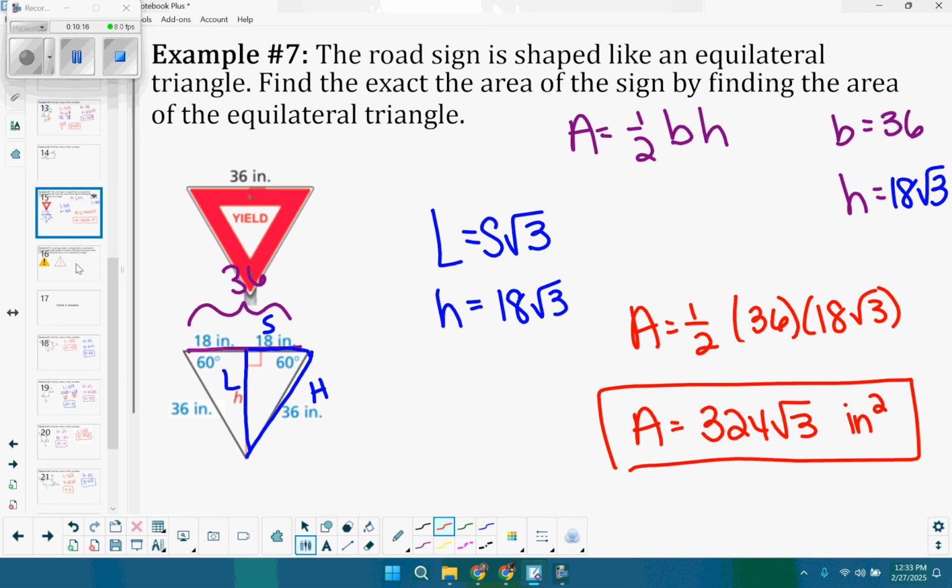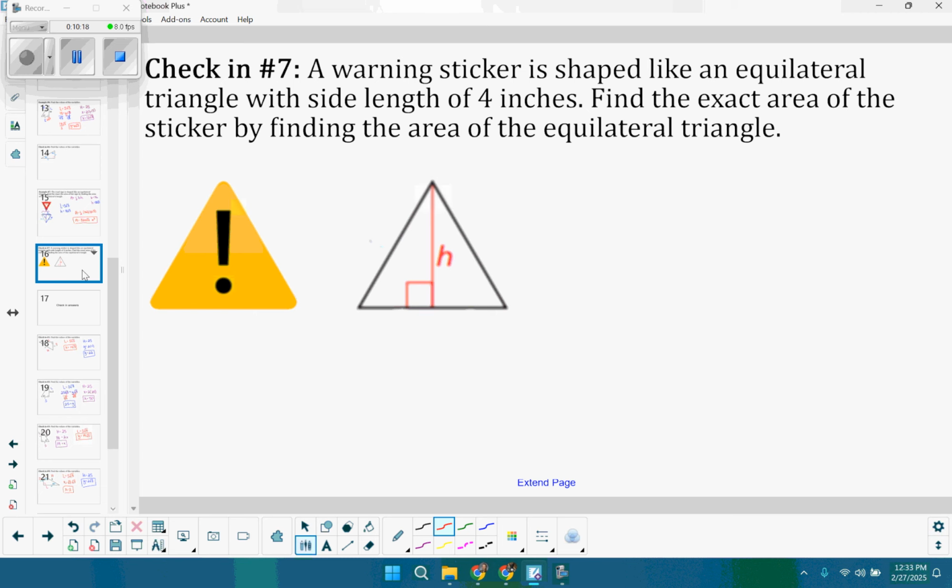Final try problem for you to do. You could pause or you could finish the video. The answer is posted on Google Classroom. And that is the end of section 9.2, the special right triangles.